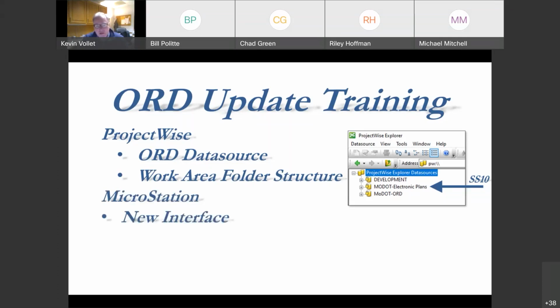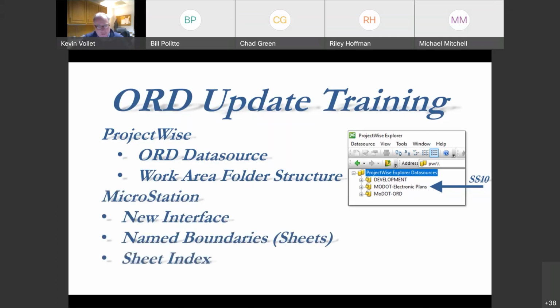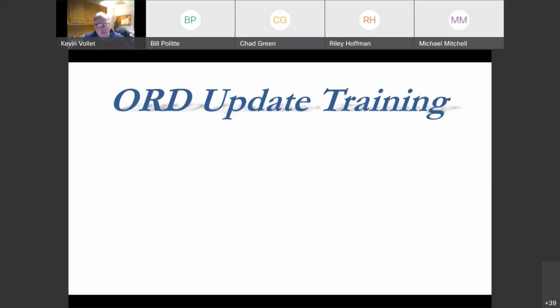We talk about the new interface, where the tools are at, how to find the tools. We talk about name boundaries, which is basically the new way of creating sheets. We get into something called sheet indexing, which goes along with creating of sheets. You can create groups of sheets. The sheet index also helps with the layout or the numbering of sheets, and we go over that. And then we talk about printing, because printing has changed between Power Geopack and ORD. And that's mostly in the morning.